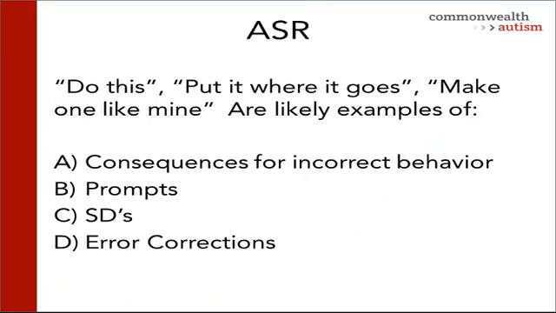Active student responding. Do this, put it where it goes, make one like mine. They're all examples of A, consequences for incorrect behavior, B, prompts, C, SDs, D, error corrections. All of those phrases are examples of SDs, or discriminative stimulus.